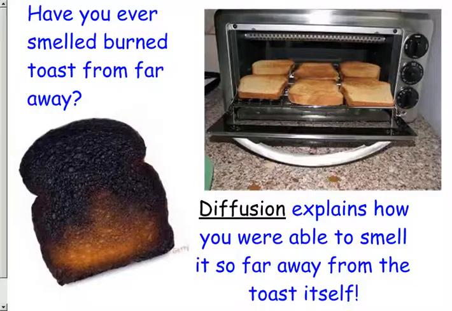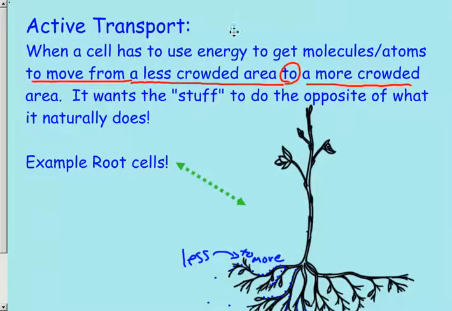So that's what happened with the burned toast. The burned toast, all those particles are moving around. They bounced out through the door and started spreading out throughout your house. Now, take a moment and be sure that you have good notes taken on diffusion and passive transport, because there's one more thing we need to add. Come back when you're ready.